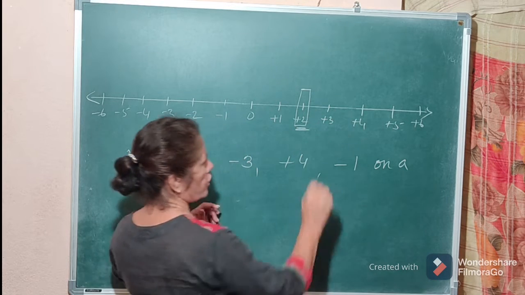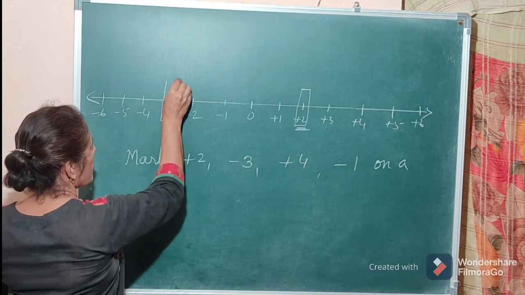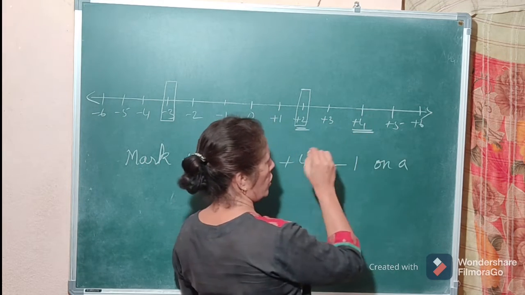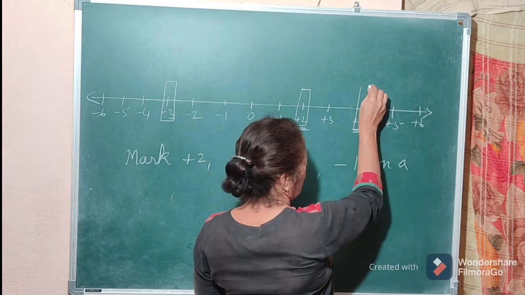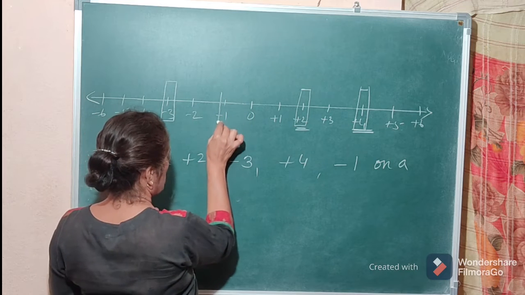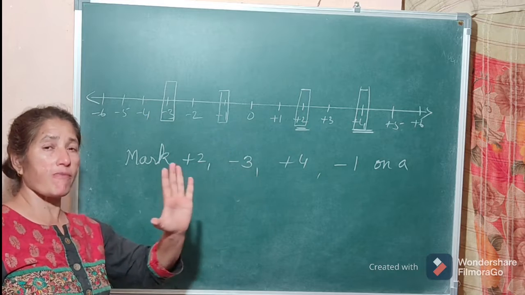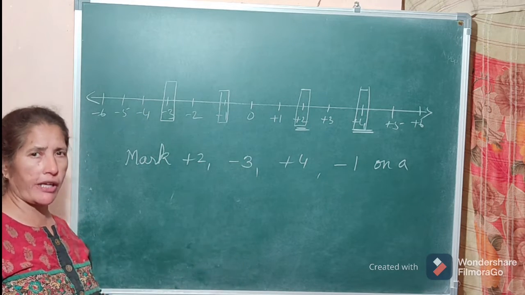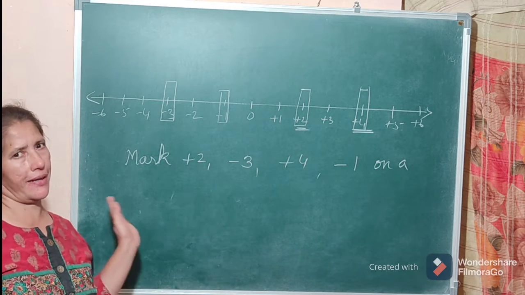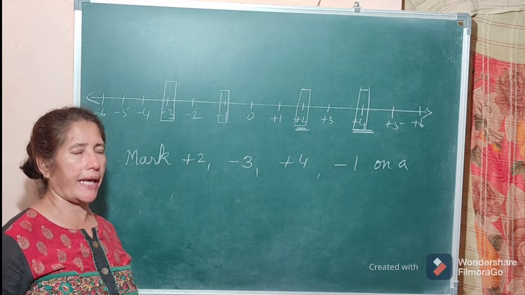Or you can do like this also, no problem. -3, see, come here, -3. Correct? Then +4. You can underline like this also, or you can mark like this. Don't draw big. This one, +4. Another one, -1. That is the meaning of mark or underline or locate. You are marking all the points. Whatever they have asked, you have to underline. You understood clearly?